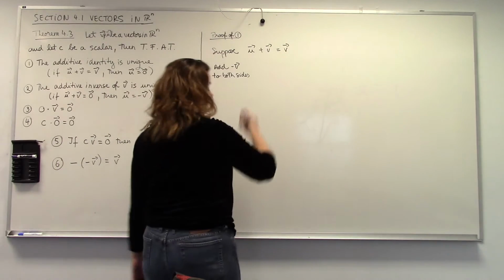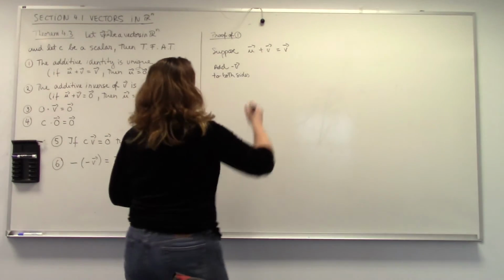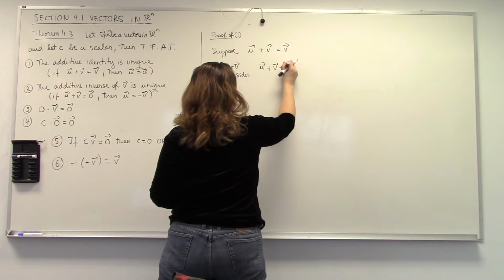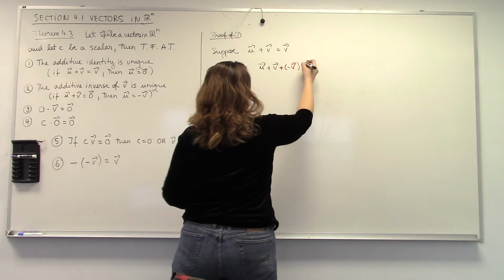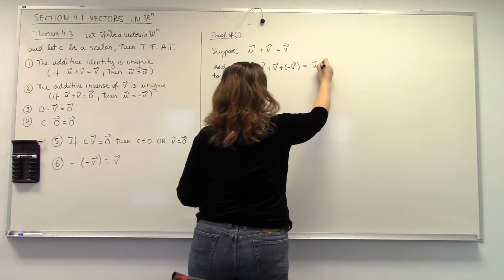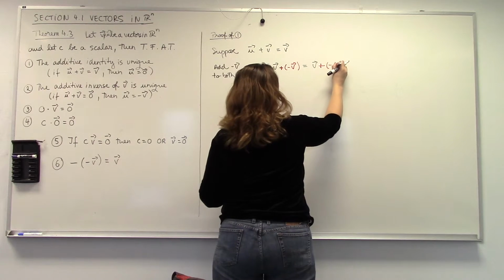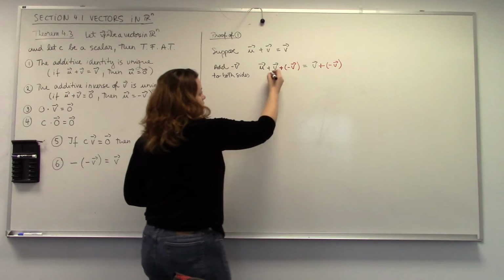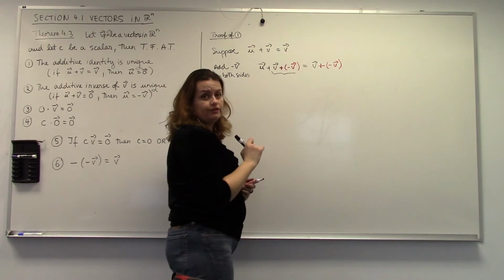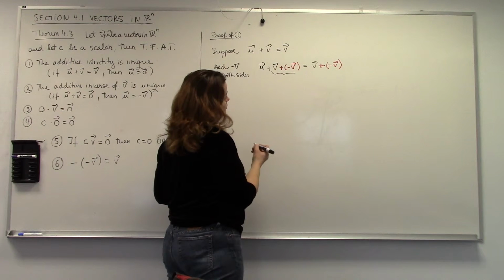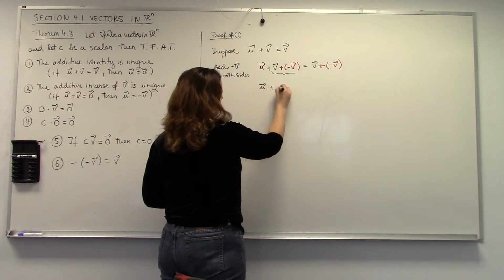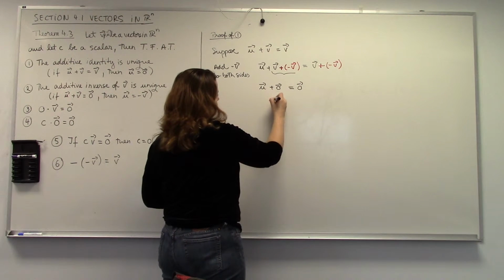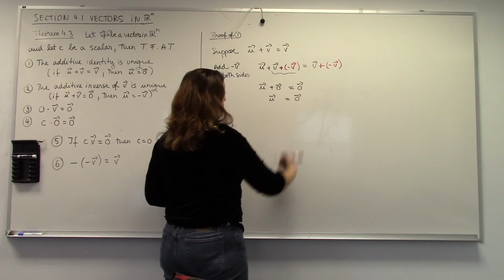So then let's see what happens. We're going to do u plus v plus negative v is equal to v plus negative v. Okay, so because I know that negative v is the additive inverse of v, that must be equal to the 0 vector. So that means u plus the 0 vector should equal the 0 vector. So that means u is equal to the 0 vector.